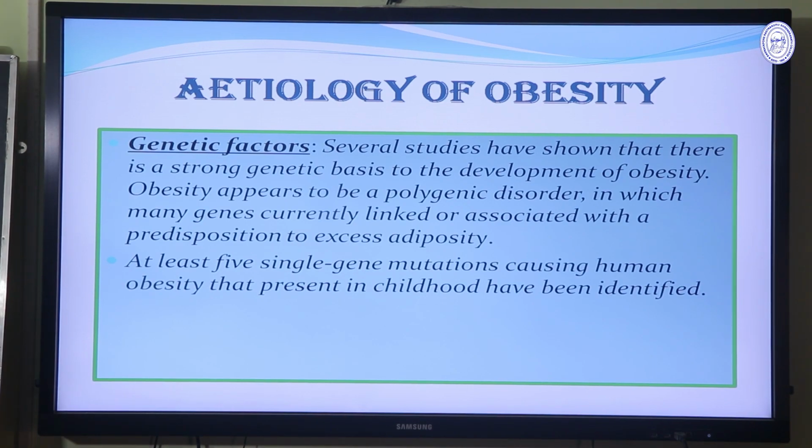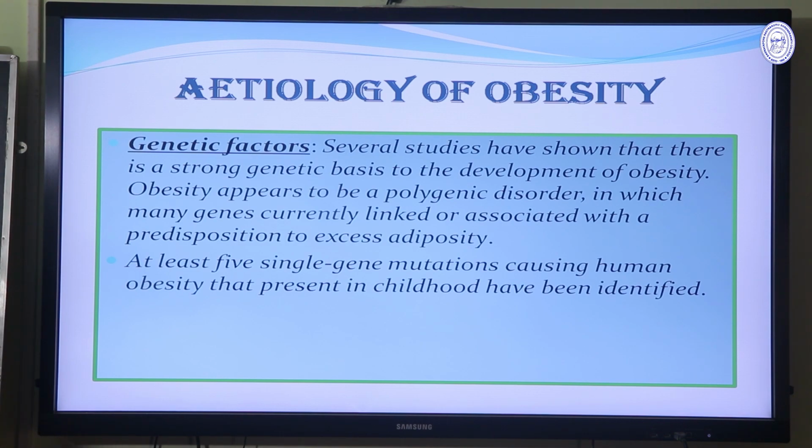Now, obesity is a burning problem not in our country only, but throughout the world. So, we should know the different causes of obesity. If we consider obesity and its causes, the first cause is probably inheritance. Genetic factors play a very crucial role in the occurrence of obesity.